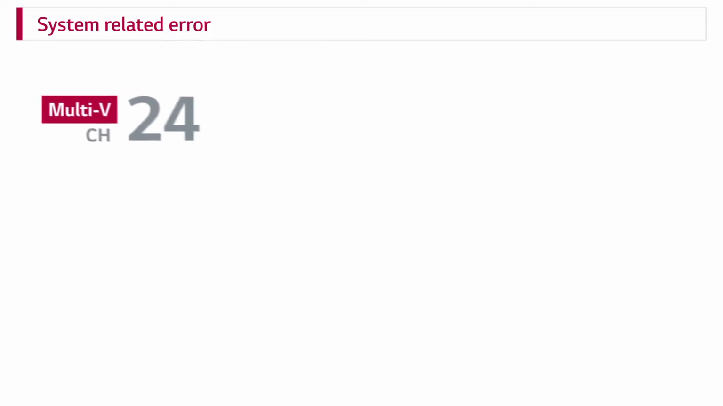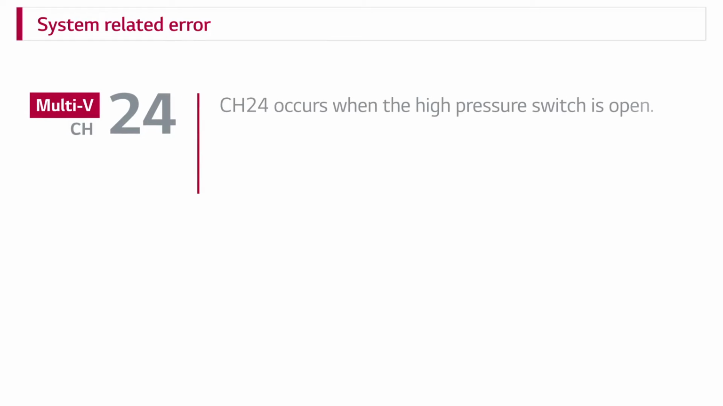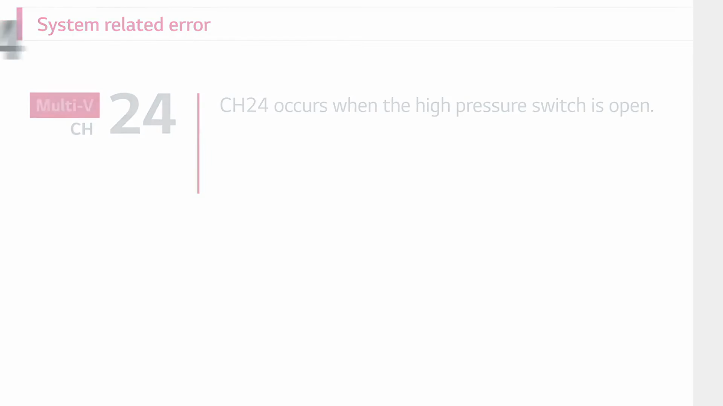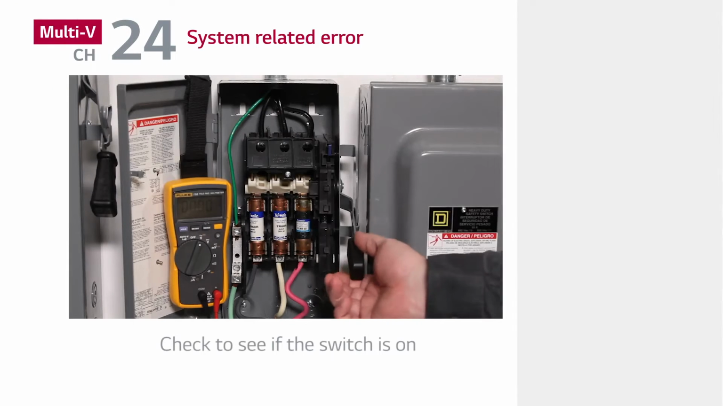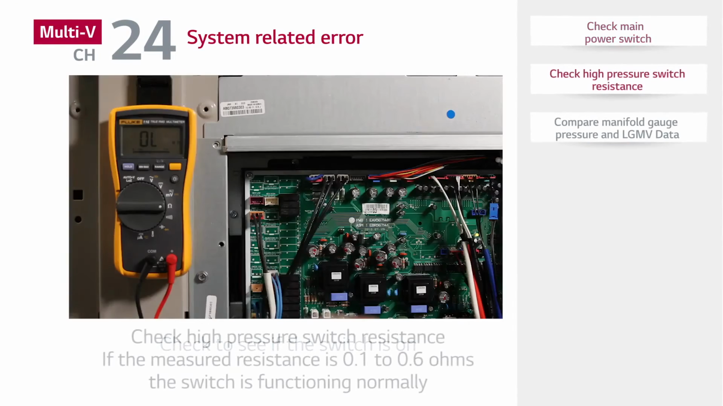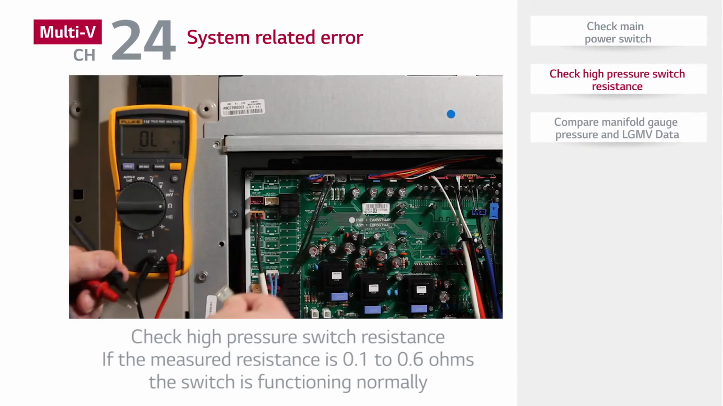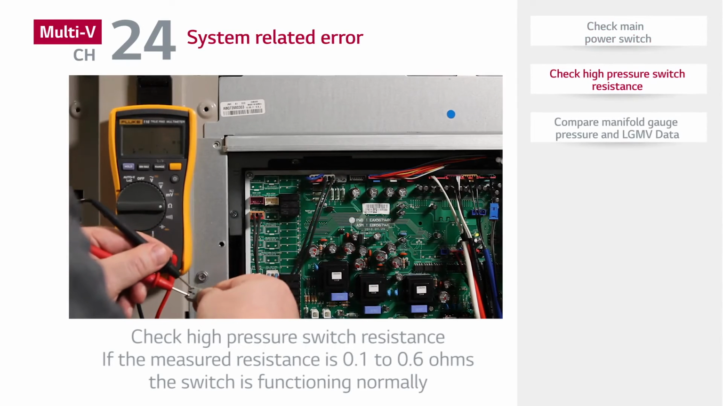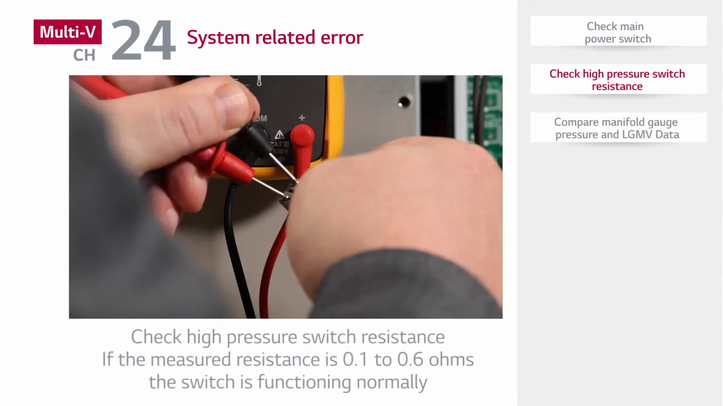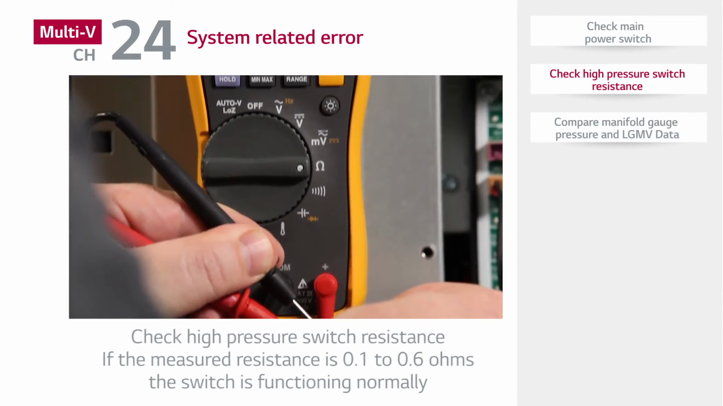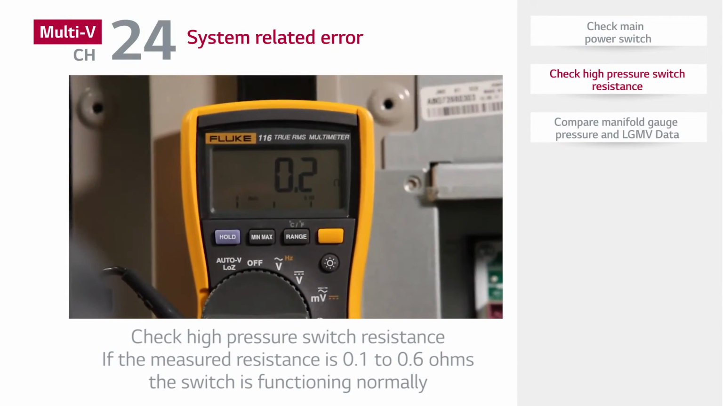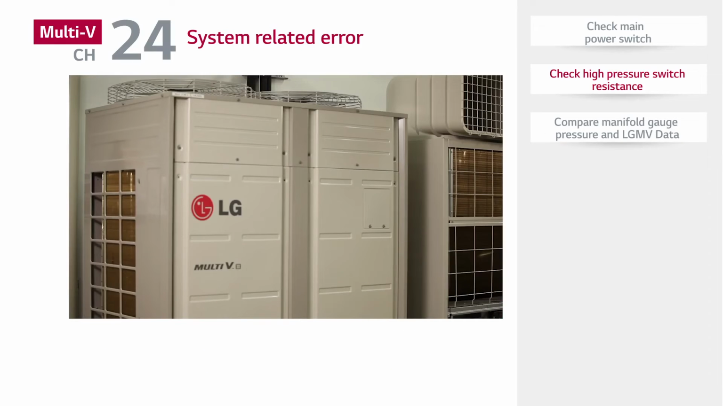A CH24 error indicates the high pressure switch is opened. First, check the power. Next, check the high pressure switch resistance, and if the measured resistance is 0.1 to 0.6 ohms, the switch is functioning normally. Be sure to check the area around the outdoor unit to ensure that there are no environmental factors such as dirty coils, obstructed fans, etc.